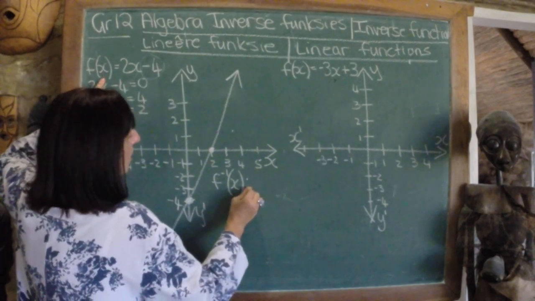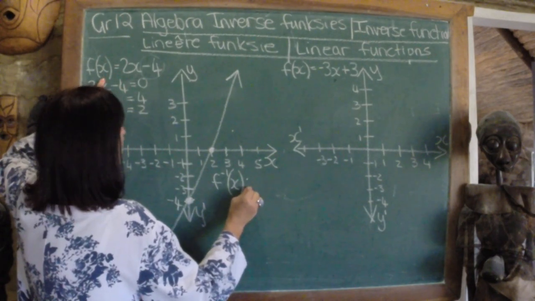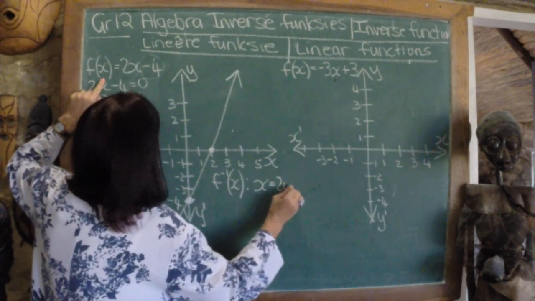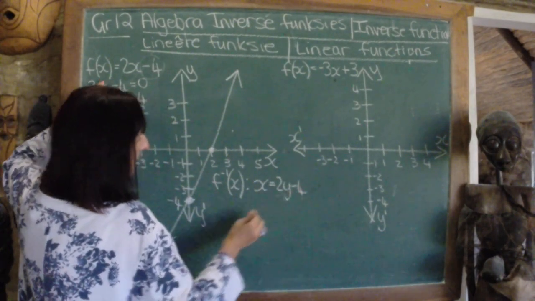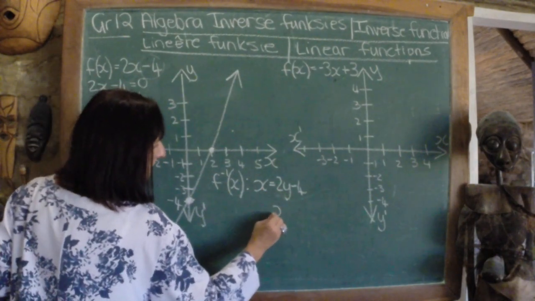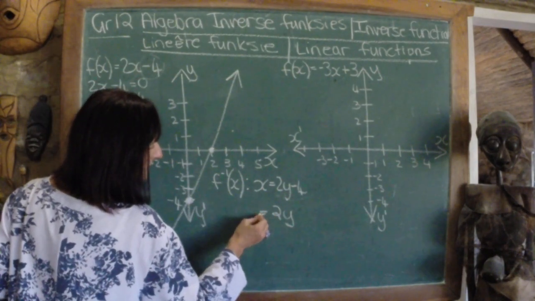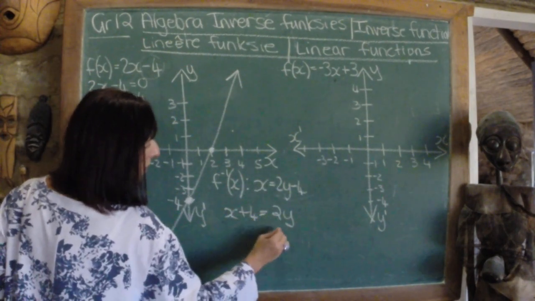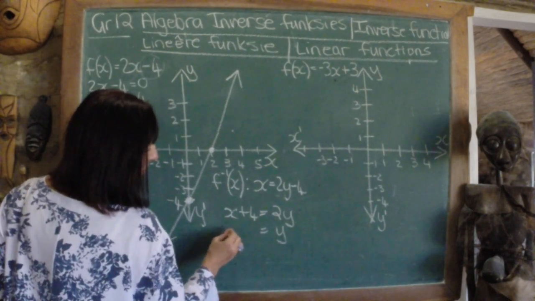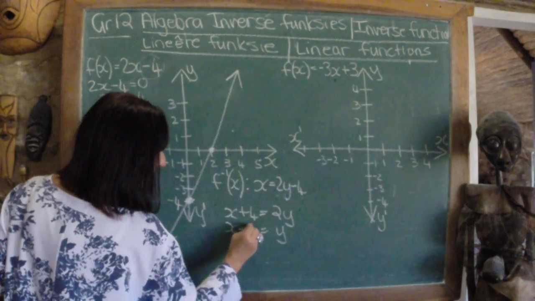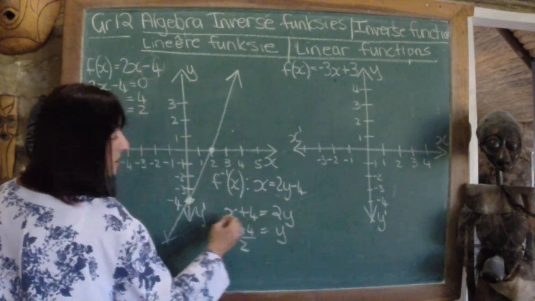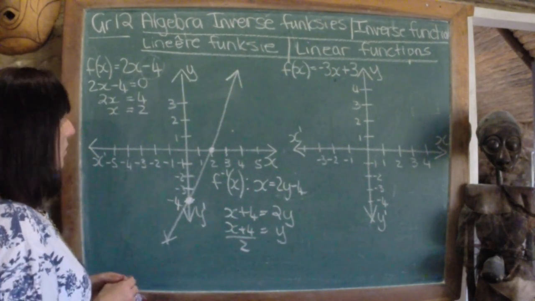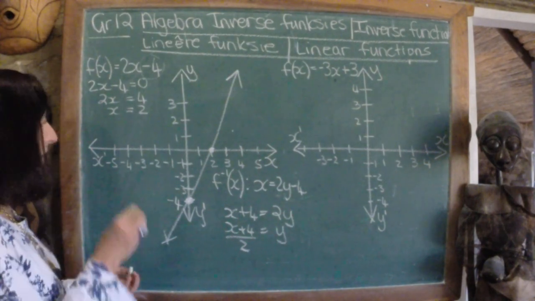Ons ruil dan ons y en ons x waardes om. So dit word x is gelyk aan 2y minus 4, and then you get your y to be the subject. So it's x, if you take that to this side, it becomes plus 4, and then you divide with 2 on both sides. So this is your inverse, the name of your inverse function. So kom ons gaan kyk, dit is baie maklik om te teken.